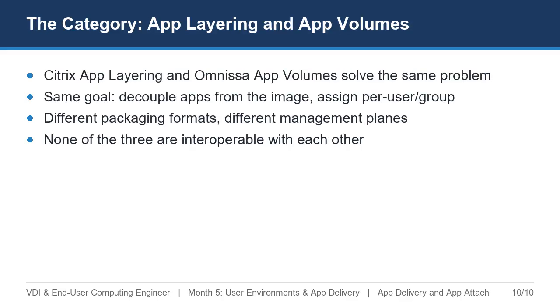App Attach isn't a unique idea, it's Microsoft's implementation of a pattern every major platform has. Citrix app layering and Omnissa app volumes solve exactly the same problem for their own platforms, decoupling applications from the base image and assigning them per user or group. None of the three are interoperable with each other, so when a customer already has a mature app volumes or app layering catalog, that's a real switching cost question for the platform choice conversation.